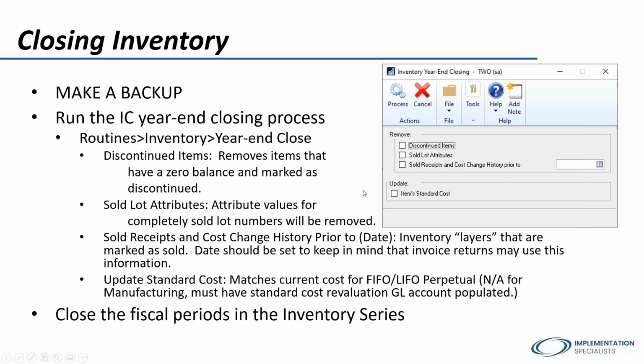You'll also have this option here to update the item standard cost. You do not want to run the year-end close process just to do this one thing. You want to make sure that if you need your standard cost updated, there are other ways to do that. But normally when you close, if you use lots, we do recommend maybe marking the sold lot attributes, but you don't necessarily need to mark anything on the screen.